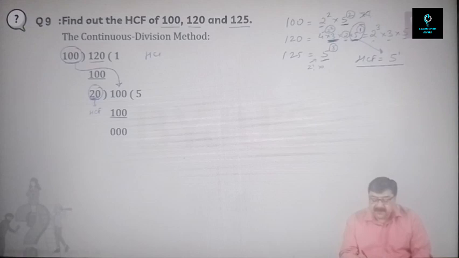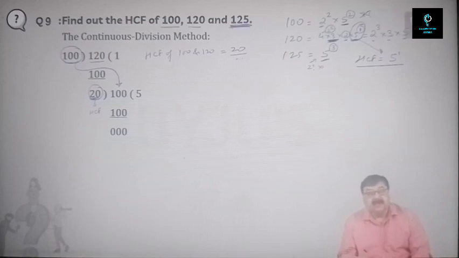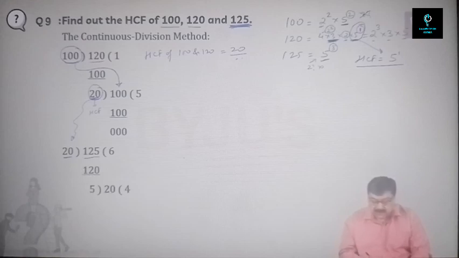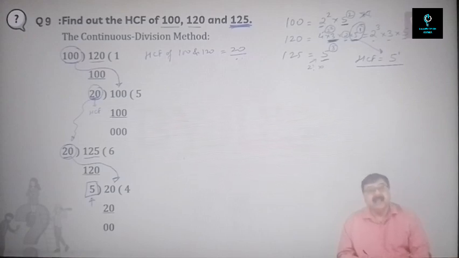Now HCF of 100 and 120 is 20. But still the third number is left, that is 125. So what we shall do is, we will divide this third number 125 with the HCF obtained for the first two numbers, that is 20. So goes by 6, becomes 120, remainder is 5. So 20 now becomes the dividend here. So 5 fours are 20, you get a 0 here. So ultimately 5 happens to be the HCF.